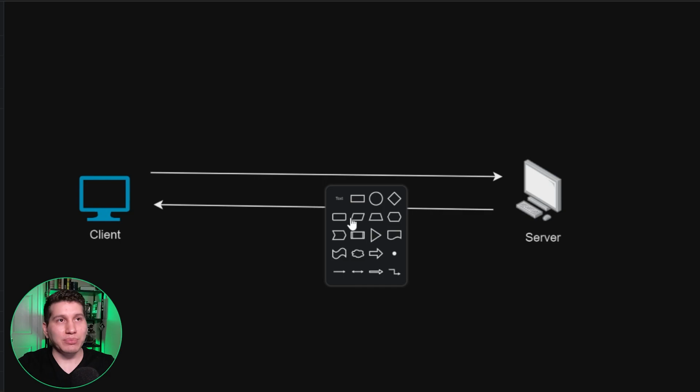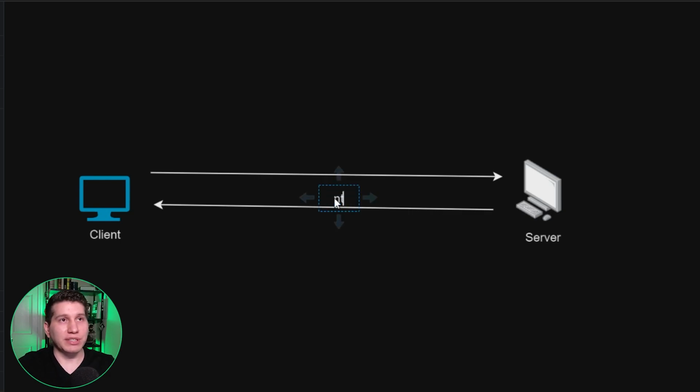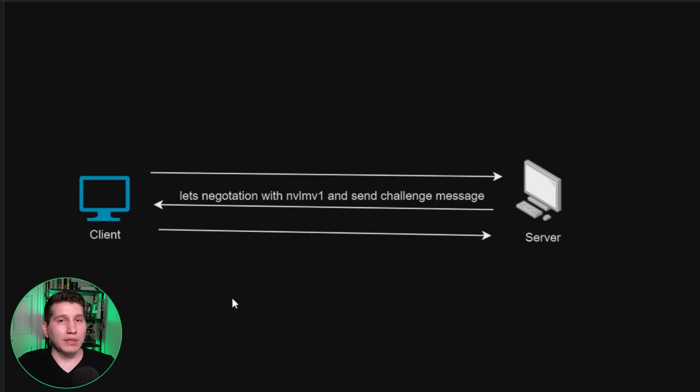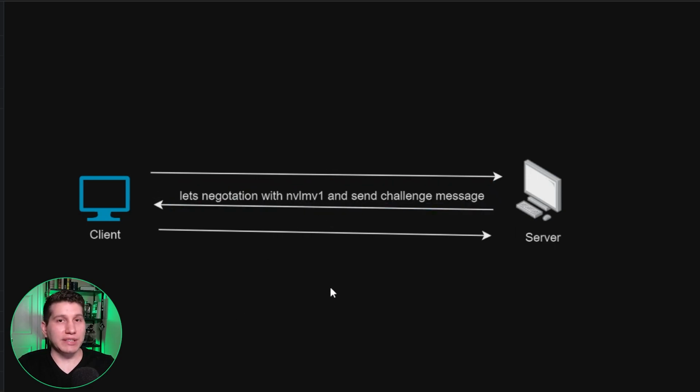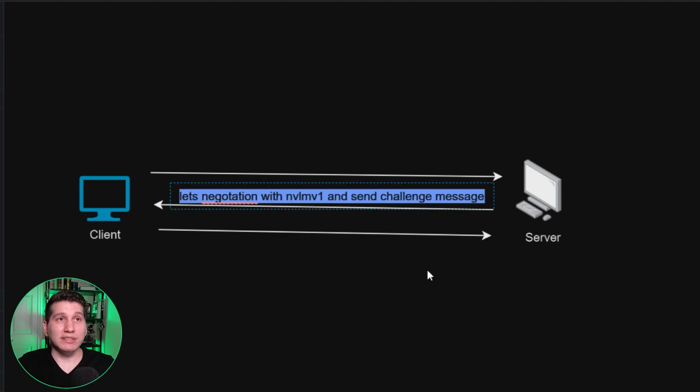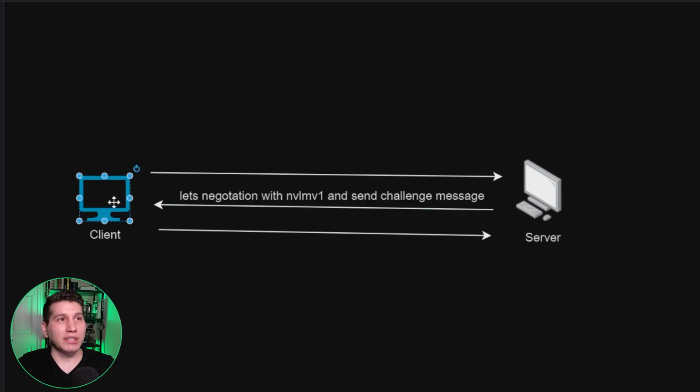So in this example, we'll say, hey, let's negotiate with NTLM version 1, and it'll send what's called a challenge message to the client. And the challenge message is used to establish the identity of the client. Once the client receives that, and it understands that it has to authenticate with NTLMv1, it sends back an authentication message which contains the challenge message and the net NTLMv1 hash of the client's password.